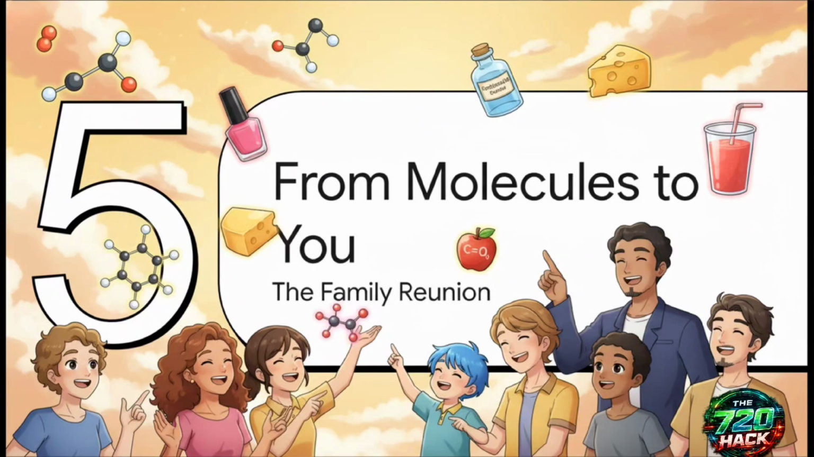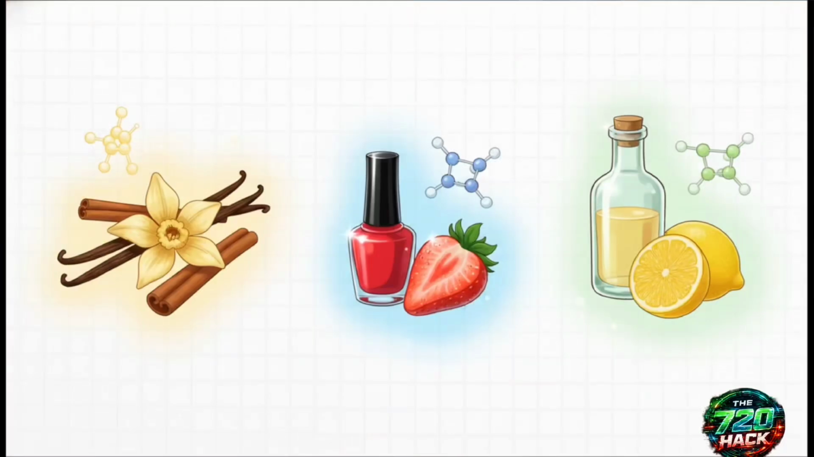Okay, so we've met the main family members. We've seen their structures. Now for the best part. The family reunion, where we see how all these abstract molecules actually show up in our world. And here they are. That amazing, unique smell of vanilla, that's an aldehyde. The nail polish remover under your sink, that's acetone, a classic ketone. And the sharp, sour sting of vinegar, that's acetic acid, our carboxylic acid cousin.